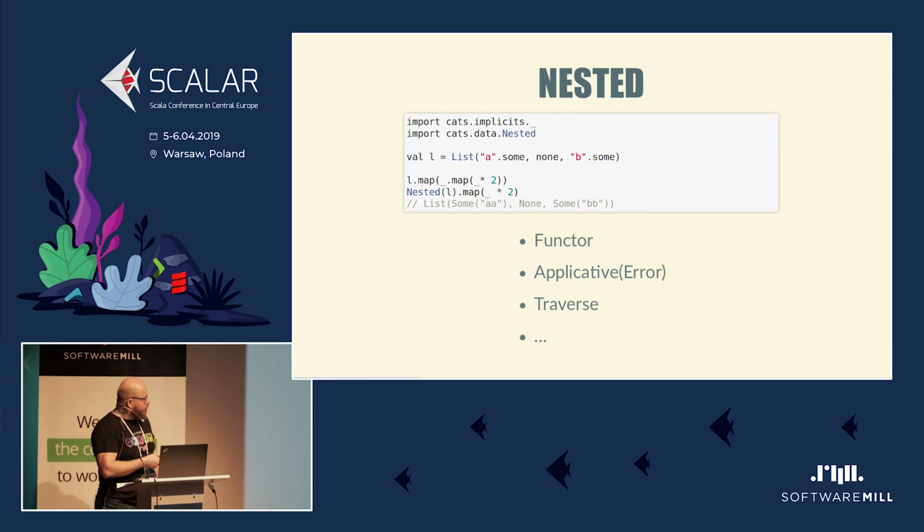And what's also cool about this is that it not only operates on functors, but also on ApplicativeError, so all the other operators. It operates on Traverse, so you can traverse in sequence from the inside out, so to speak, and many other classes. So yeah, I encourage you to take a look at the documentation for Nested and see whether it can help you with other stuff.